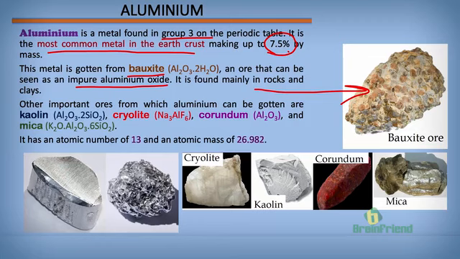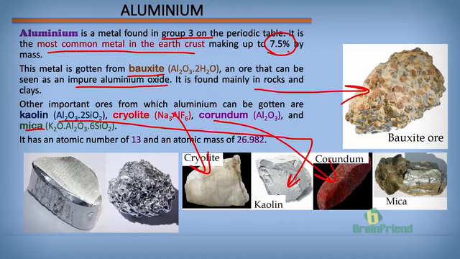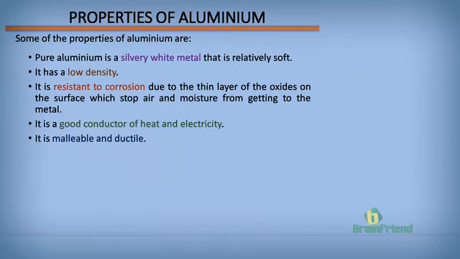Other important ores from which aluminium can be extracted are kaolin, which we have here, cryolite, corundum, and mica. All these are important ores from which aluminium is extracted. Now, aluminium has an atomic number of 13 and an atomic mass of 26.982. So that's what we have generally on aluminium.